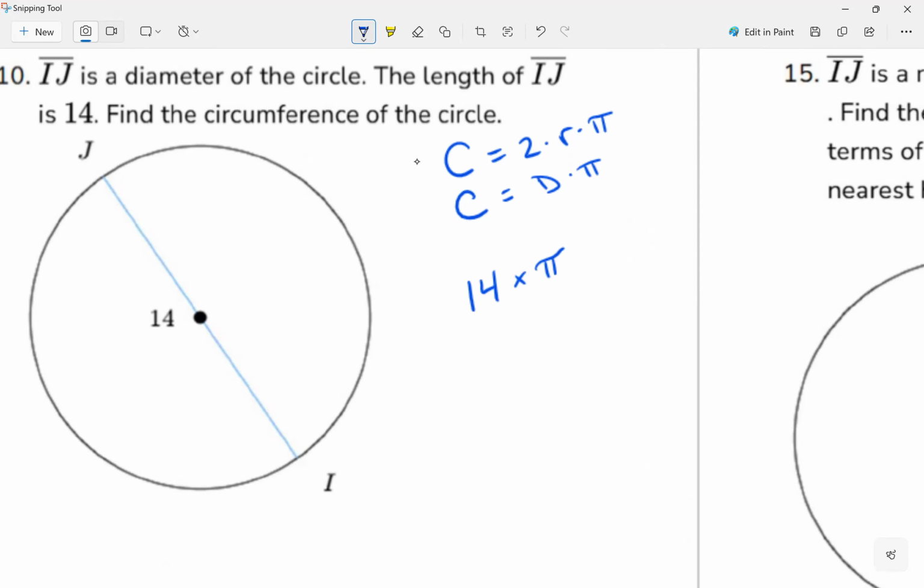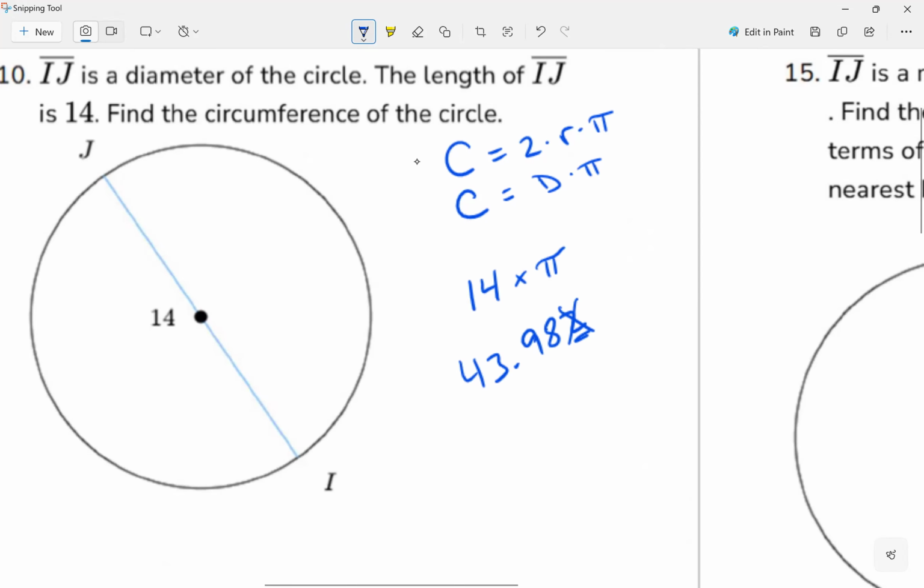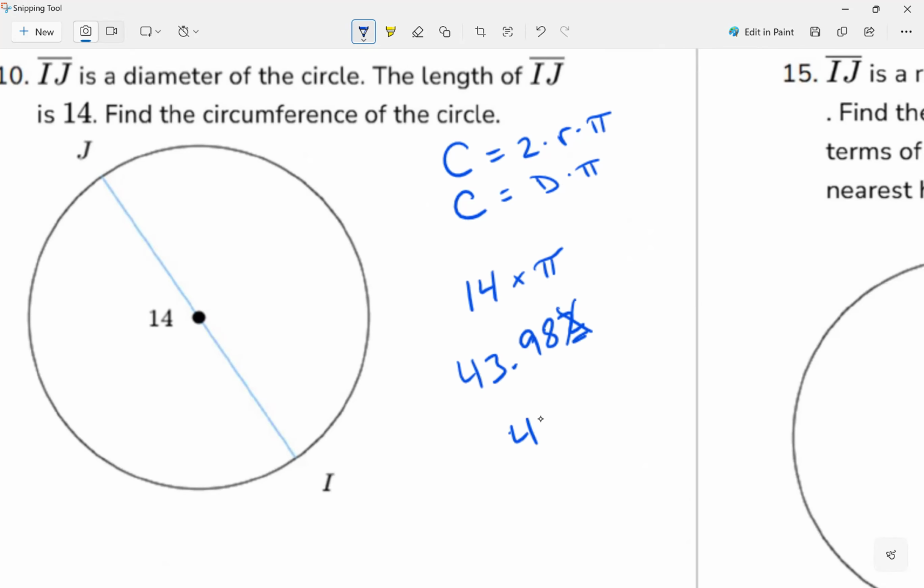So I'm going to write my first three decimal places, 43.982. My third decimal place is small, so I'm going to ignore that. So my answer will be 43.98. Again, I'm using the pi symbol.